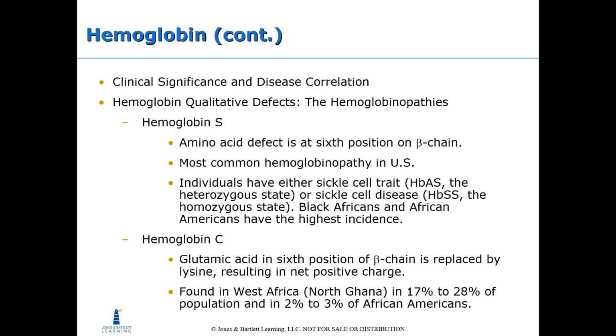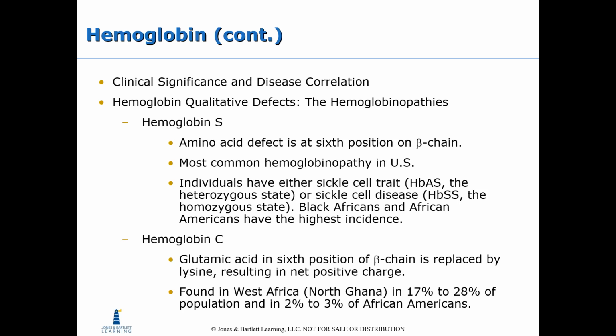Now we're going to talk about some of the other hemoglobins and the pathological conditions. So hemoglobin S causes an amino acid defect at the 6th position on the beta chain. That detail is important not only for the upcoming test, but also for the qualifying exam. You will be asked questions on what position on what chain is this defect. So you should know hemoglobin S is an amino acid defect at the 6th position on the beta chain. It is the most common hemoglobinopathy in the United States. Individuals have the sickle cell trait or sickle cell disease, and this is more prevalent in Black Africans and African Americans.